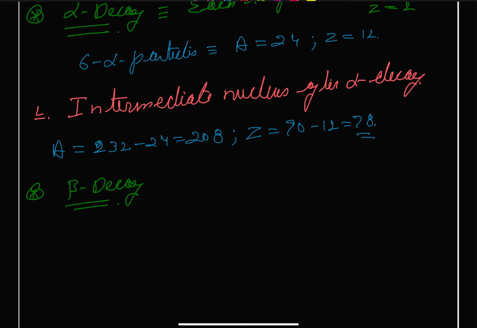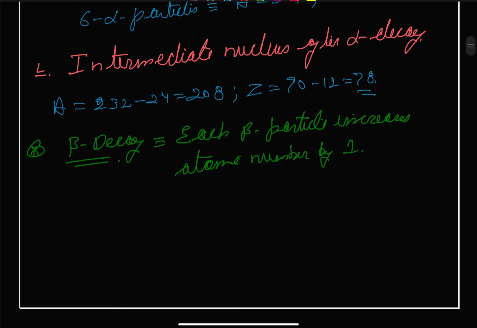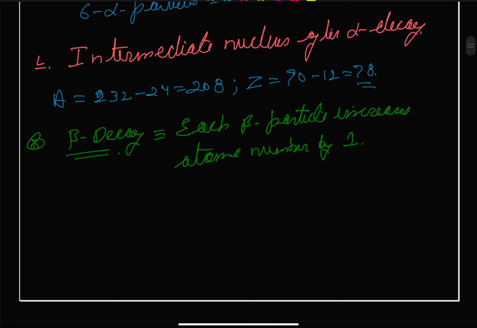So beta decay. In case of beta decay, we know that our atomic number increases by 1. We can say each beta particle increases atomic number by 1, and we are having 4 beta particles.